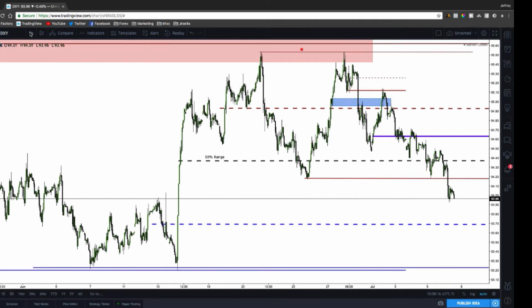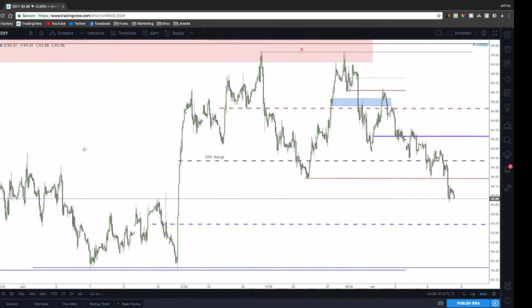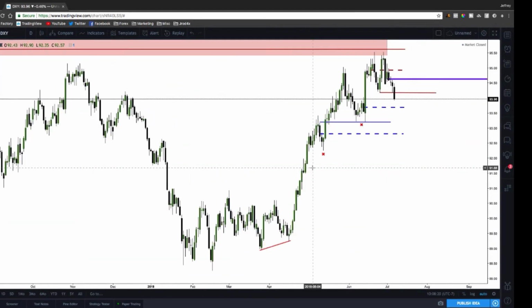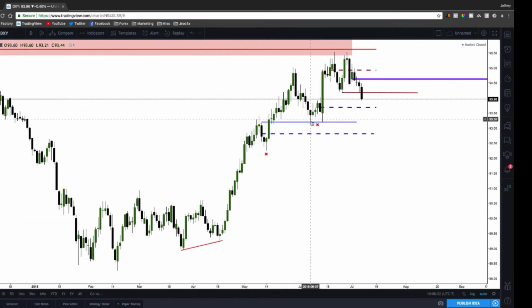So again, focusing on weakness in dollar index for the week overall, targeting these equal lows here at 93.20. But if we do start finding some support here and get back above this ICT bearish order block, then I'm going to be targeting the equal highs at 95.50.